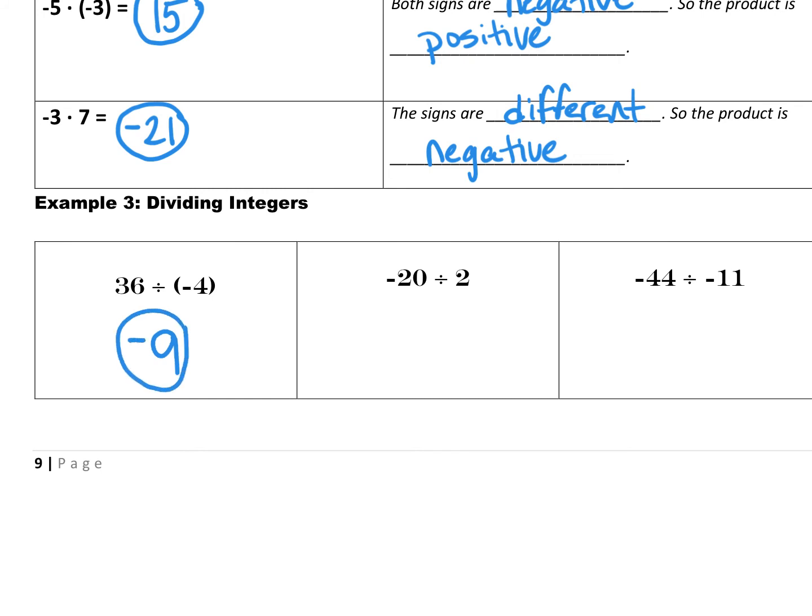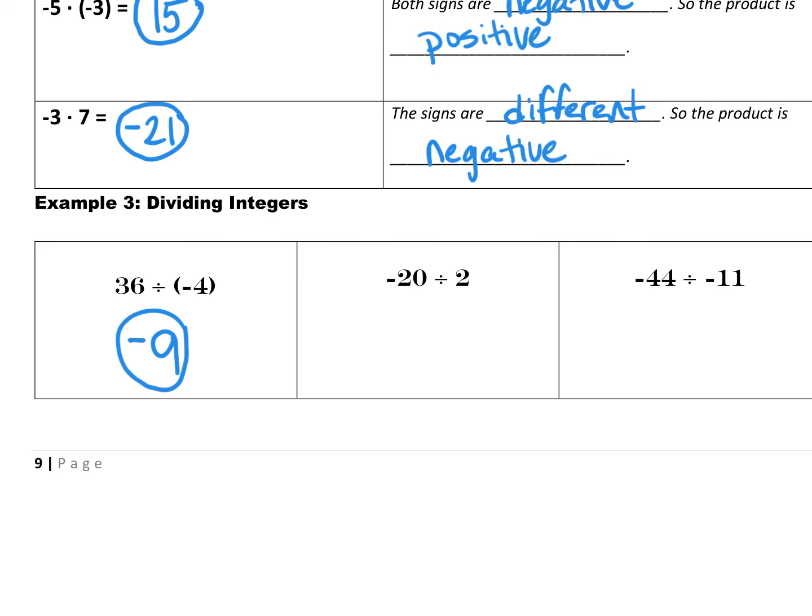I could check it by working backwards. -9 times -4 gives me a positive 36. Yep, that's what I started with. Remember that multiplication and division are inverses of each other, so you can check them by doing the opposite and working backwards. Let's try the next one.